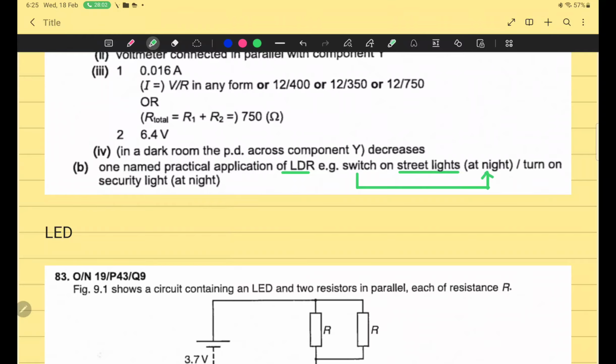So LDRs are used in automatic lamps, and this LDR controls the switch on, switch off system. In daytime, it should be switched off. At night time, it should be switched on. Okay, so you should memorize this sentence.